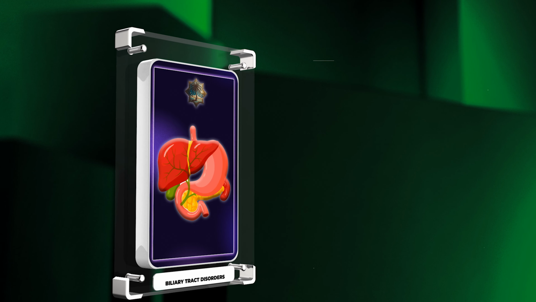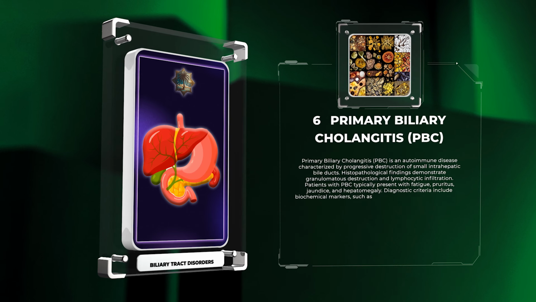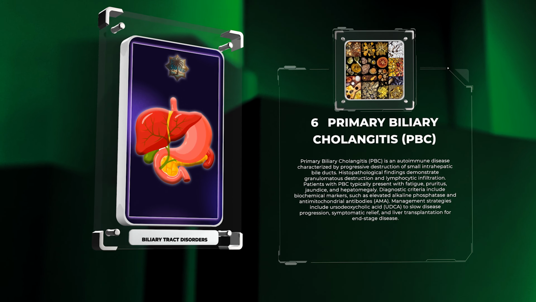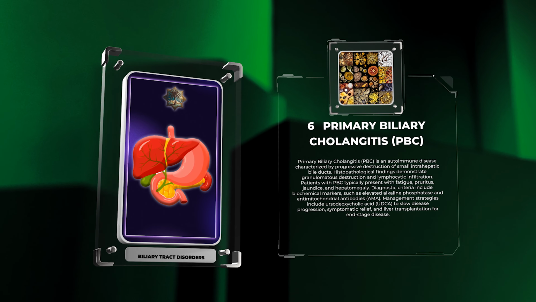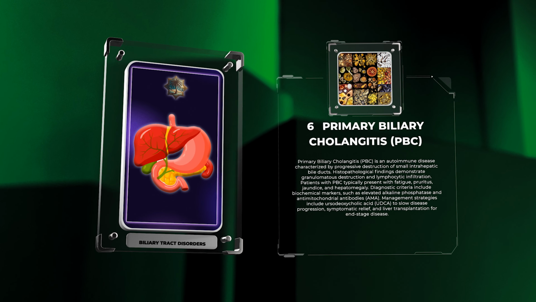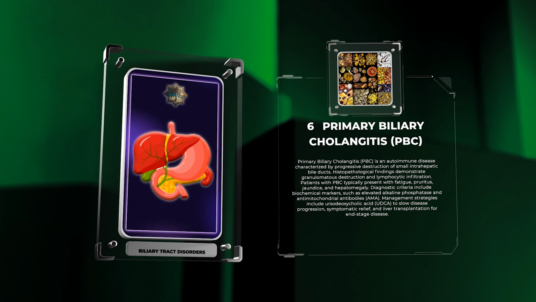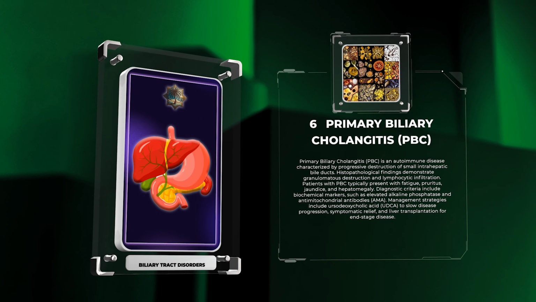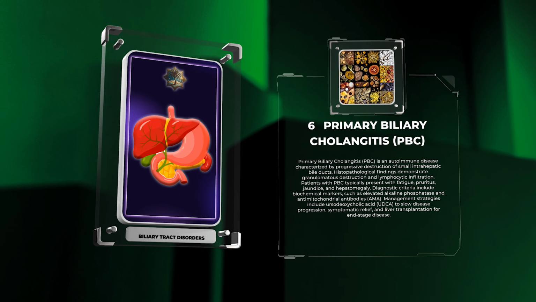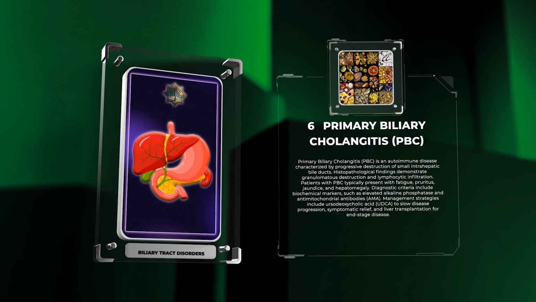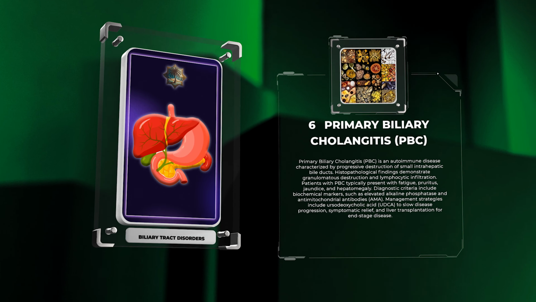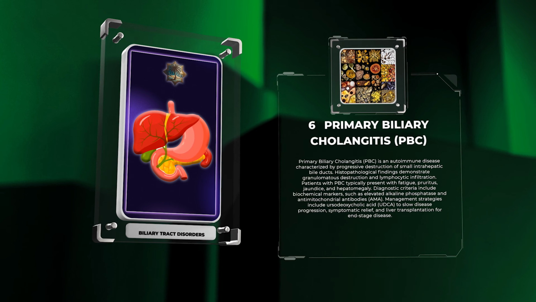Primary biliary cholangitis, PBC, is an autoimmune disease characterized by progressive destruction of small intrahepatic bile ducts. Histopathological findings demonstrate granulomatous destruction and lymphocytic infiltration. Patients with PBC typically present with fatigue, pruritus, jaundice, and hepatomegaly. Diagnostic criteria include biochemical markers, such as elevated alkaline phosphatase and antimitochondrial antibodies, AMA. Management strategies include ursodeoxycholic acid, UDCA, to slow disease progression, symptomatic relief, and liver transplantation for end-stage disease.